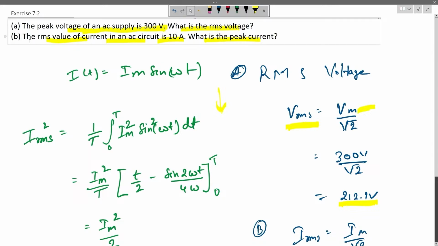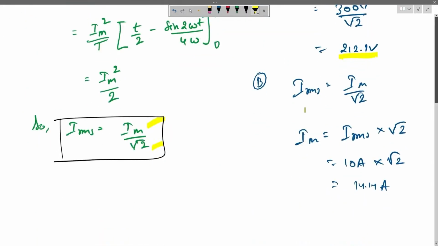The second question was, the RMS value of the current is given and we have to find out the peak current. So again using this formula, in this question we have been given the RMS value, so we will have to find out Im. Rearranging this we will get to know that Im, or the peak current, is equal to 14.14 ampere.